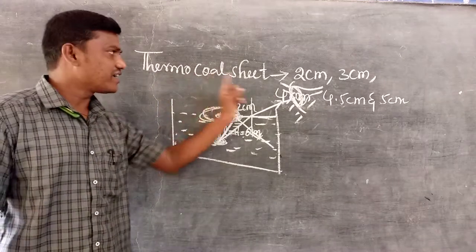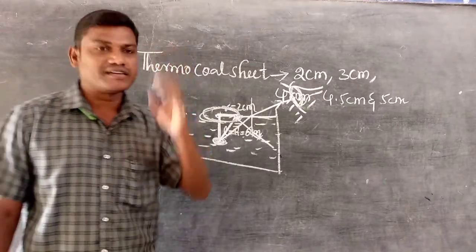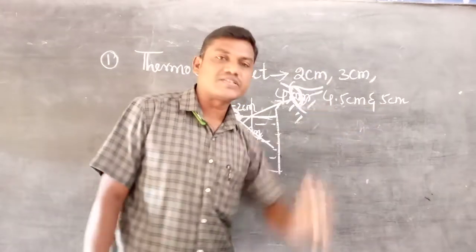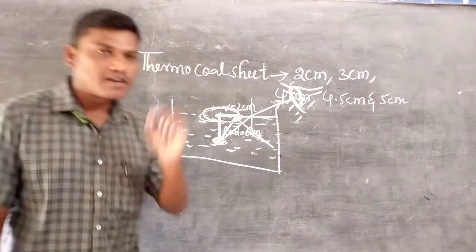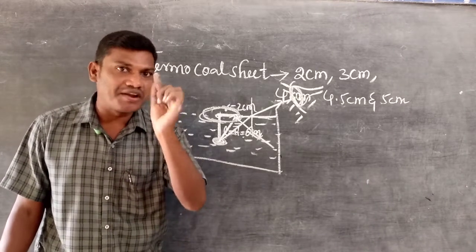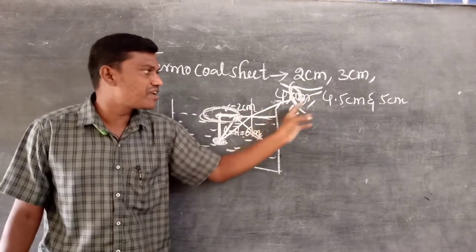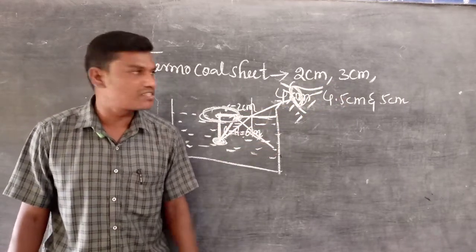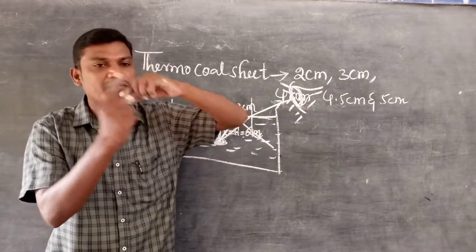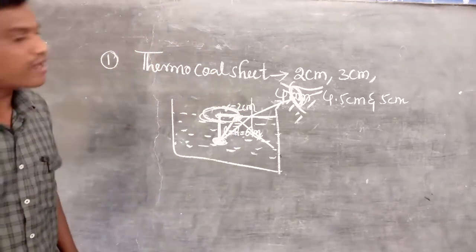First of all, we take a thermocol sheet. The thermocol sheet we cut into different radii: 2, 3, 4, 4.5 and 5 centimeters. After that, we take a needle of 6 centimeter length. The needles are fixed at the lower portion of each and every radius of the thermocol sheet, exactly at its center or middle, for the 2 centimeter one, for 3, 4, 4.5, 5.